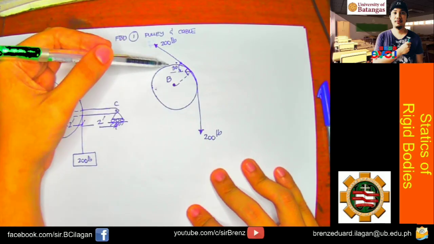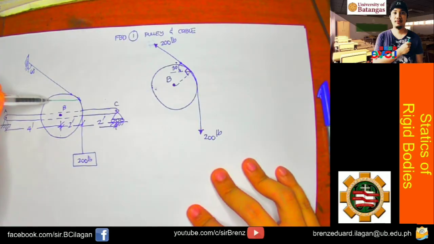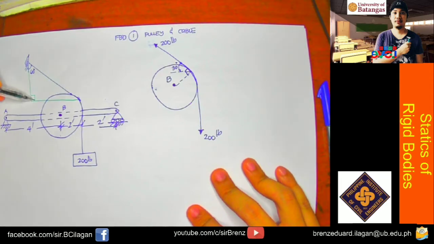So, paano ko siya nasabing 30 degrees? Kasi dito, kung mapapansin nyo, sabi dito, ito is 60. So, anong nangyari lang guys, ayan. Mag-drawing ka ng horizontal line dito. This will be perpendicular at this point. Therefore, this angle will be equals to 30 degrees.